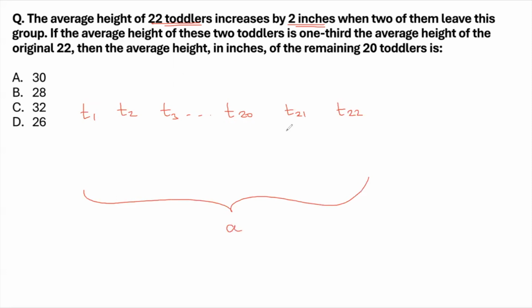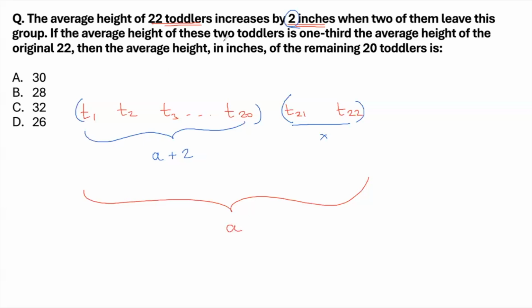Now the question tells us when 2 of them leave this group, let us suppose that the last two people, T21 and T22, have left. Now the average of the remaining is increasing by 2 inches. That means the average of these 20 people is actually A plus 2, without these two people.